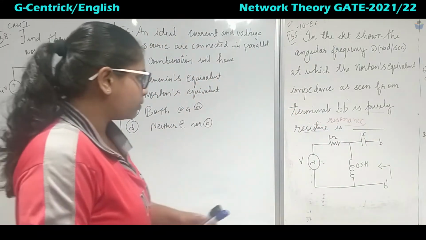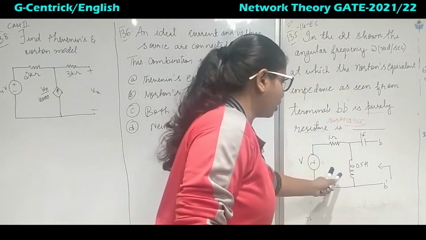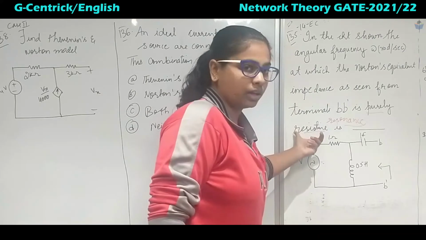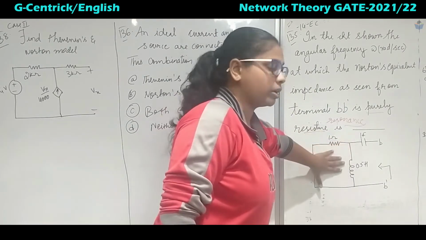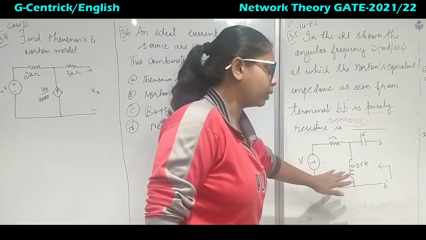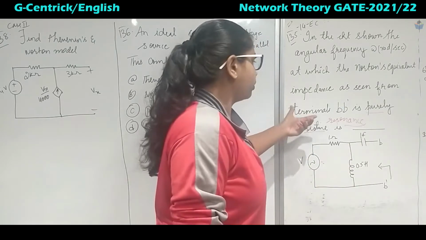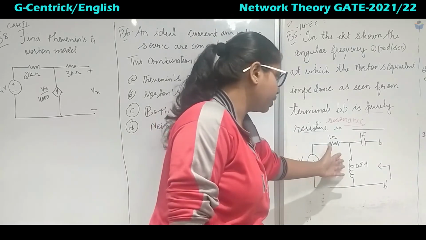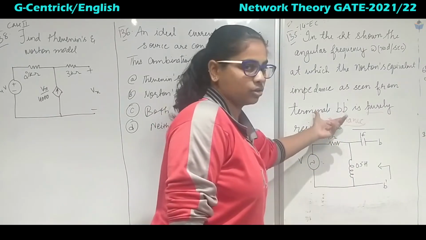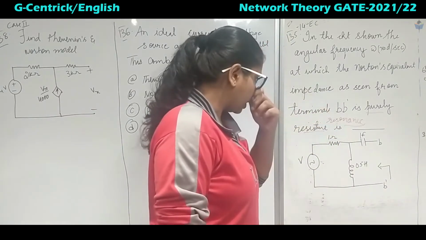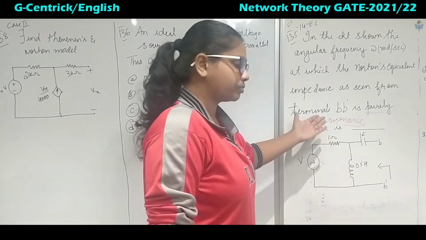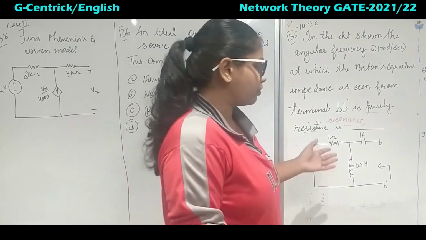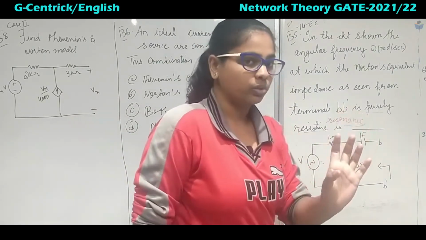Even though inductor is there and capacitor is there, he says that it behaves like a purely resistive circuit. So it means that the imaginary terms in this case will be equal to 0. So we have to take the resonance. What will happen to this one? It will get short circuited. So that's why this is a question of resonance. Now in resonance, what will be equal? XL will be equal to XC. So we have to equate imaginary terms equal to 0.